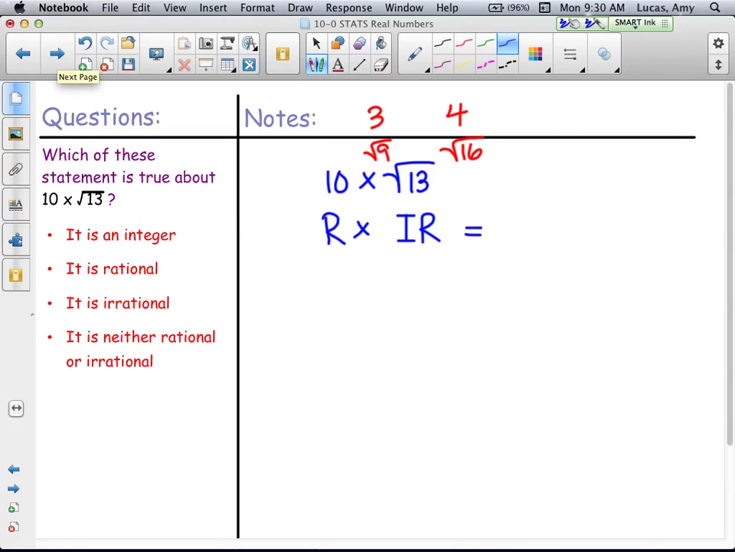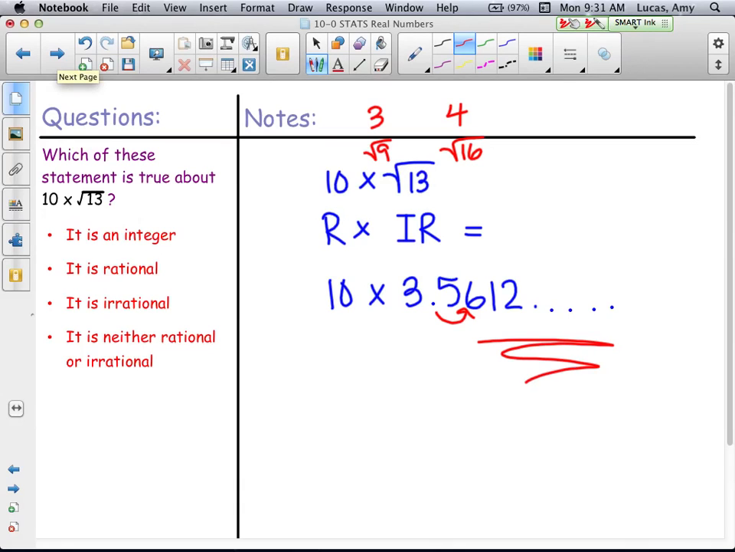So let's say it's like 3.5612... I really don't know. I'm just making something up. But my point is, if you multiply by 10, it's just going to move the decimal point over 1. It's not going to turn this into a nice decimal at all. It would be like 35.612... That bad decimal from square root of 13 is still going to be a bad decimal. So it is going to be irrational.